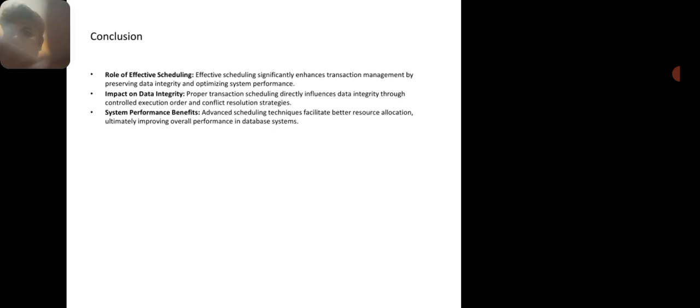Those are the conclusions. Effective scheduling and its impact on data integrity and system performance: effective scheduling enhances transaction management by preserving data integrity and optimizing system performance. Proper transaction scheduling directly influences data integrity through control of the execution order and conflict resolution strategies. Performance benefits: the techniques facilitate better resource allocation, ultimately improving overall performance in the database system.